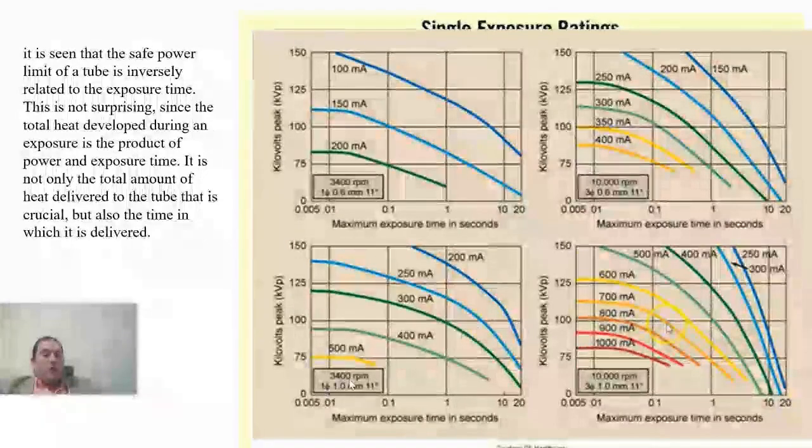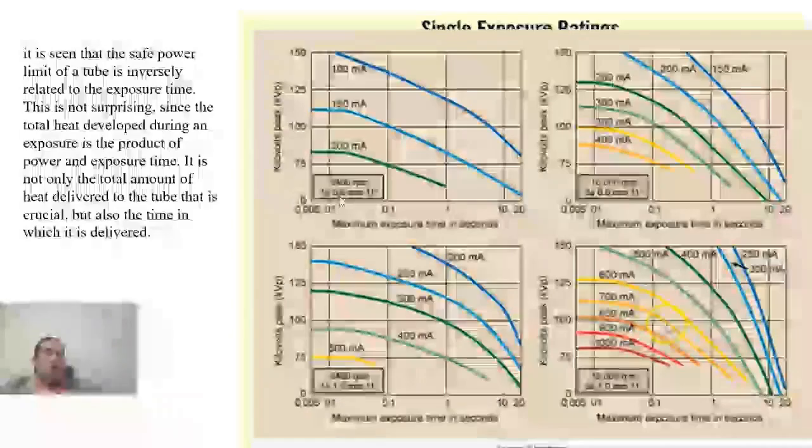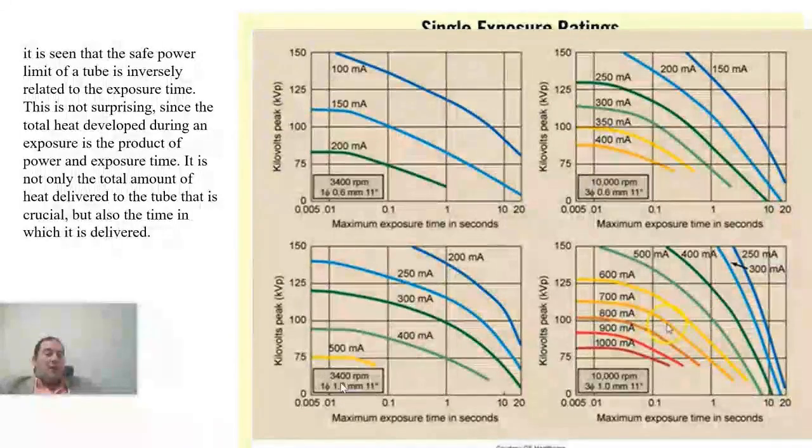Here, for example, what is your focal spot size? It increased to how much? 1 millimeter. So when you compare 0.6 millimeters to 1 millimeter, you find that you can operate at 75 kilovolt with 500 milliampere, the same rotation, but the only thing that increased is the focal spot size.